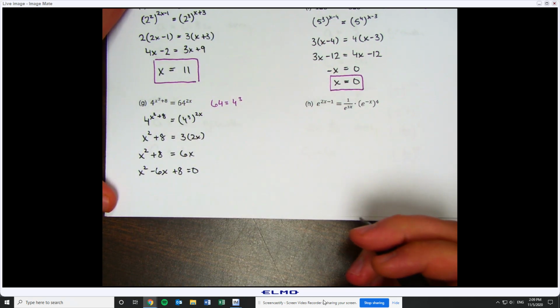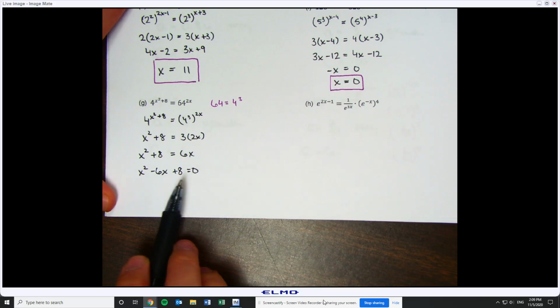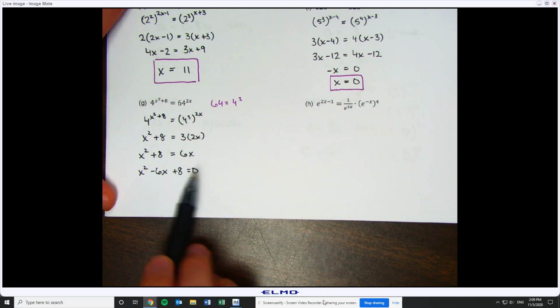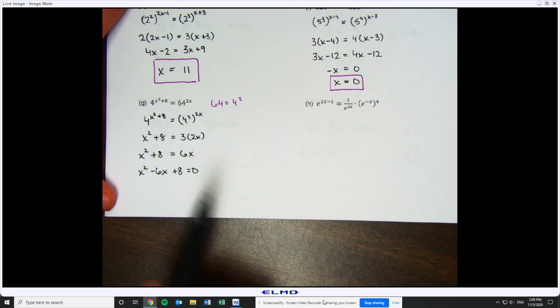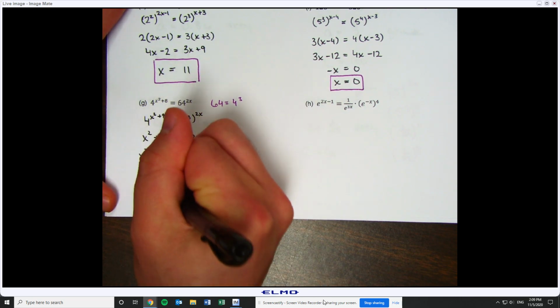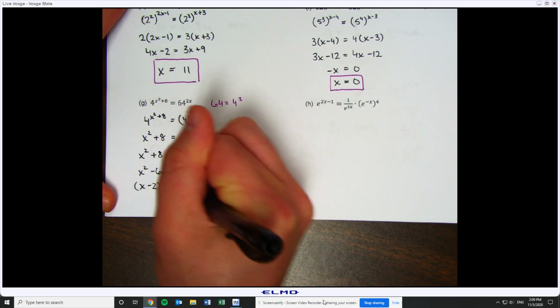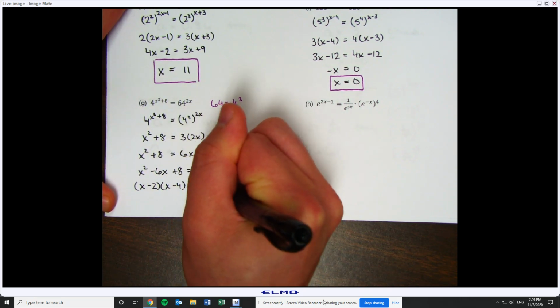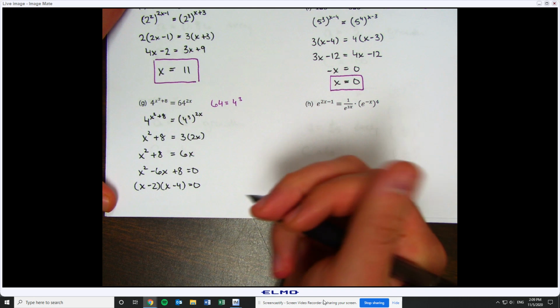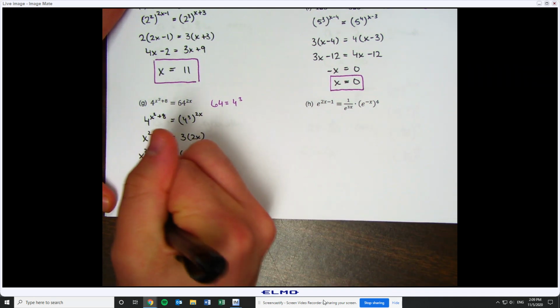That's a quadratic, so figuring out what I can use, let's see here. Factors of this, I have 2 and 4. If I make it negative 2 and negative 4, that gives me negative 6. So x minus 2, x minus 4. And if you still prefer to do the ABC chart on the side, go for it. There's nothing wrong with getting your answer correct.